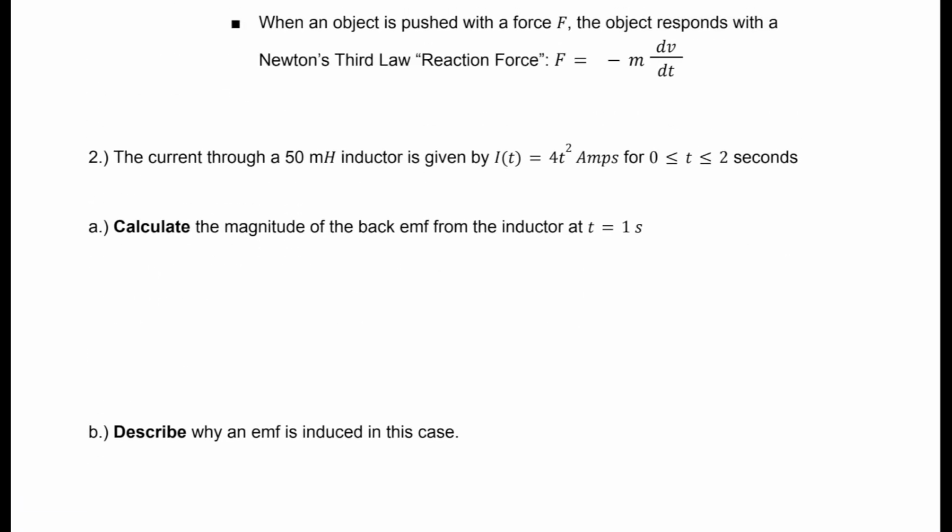So first, for this example, we have the current through a 50 millihenry inductor is given by I of t equals 4t squared amps for 0 to 2 seconds. So first we want to calculate the magnitude of the back EMF in the inductor at t equals 1 second. So typically we're not looking at sign here, we're just interested in the magnitude. So our expression in absolute value says that the induced EMF across an inductor is equal to L times the magnitude of the rate of current change.